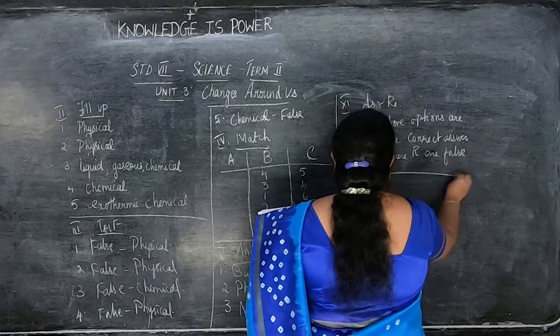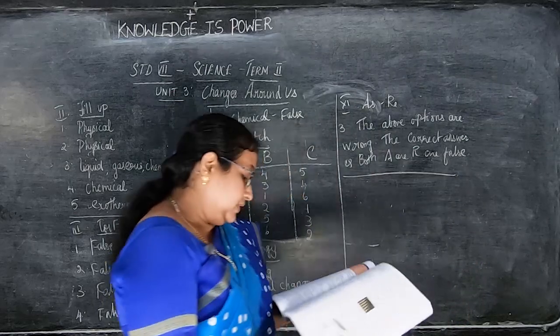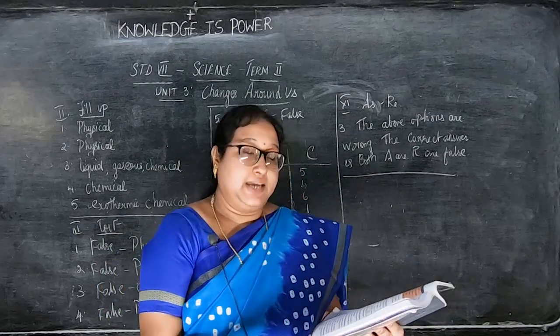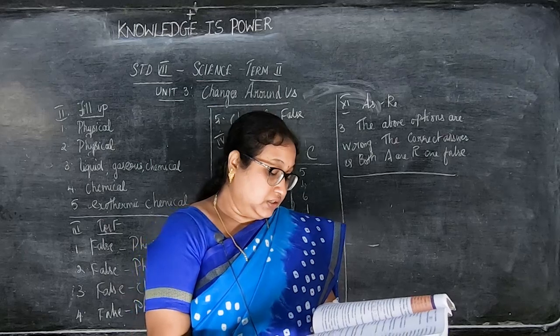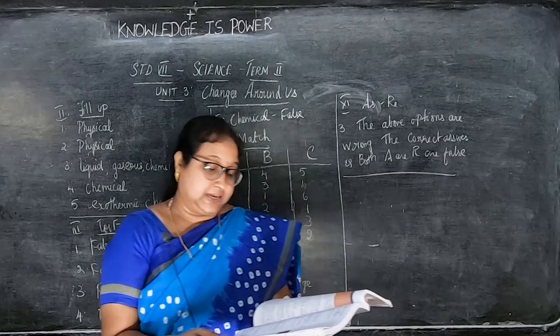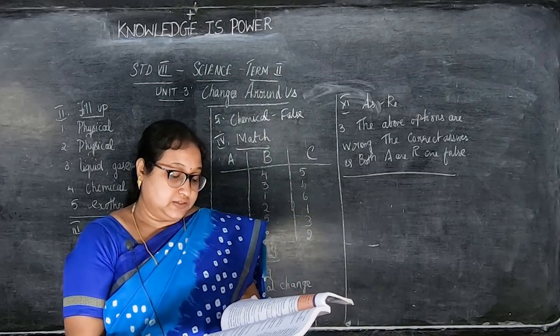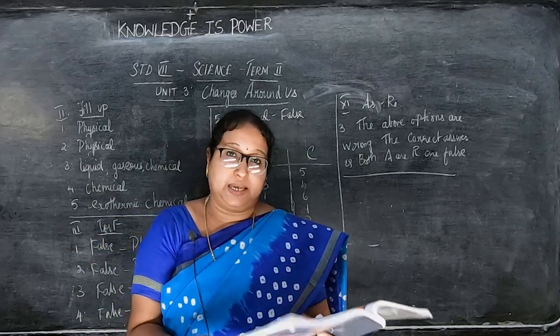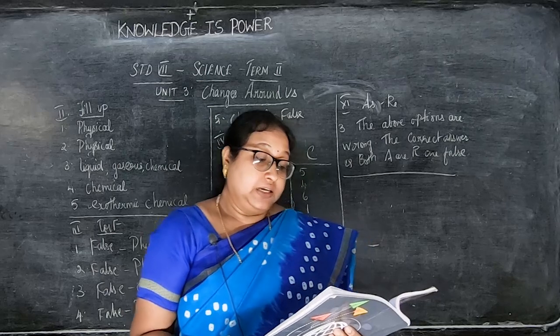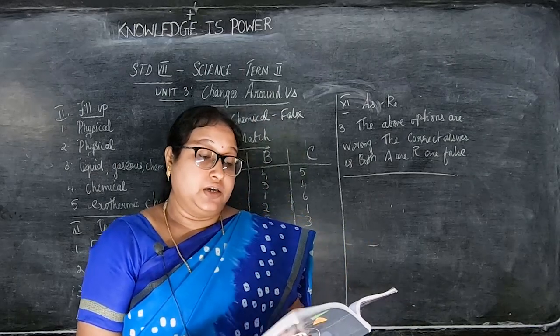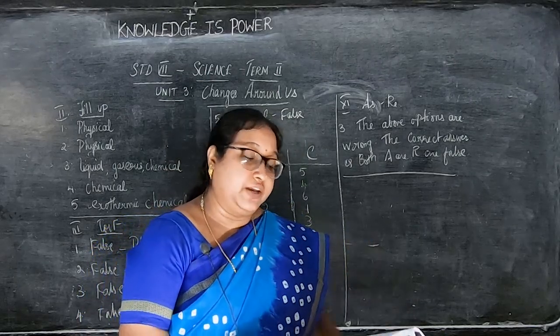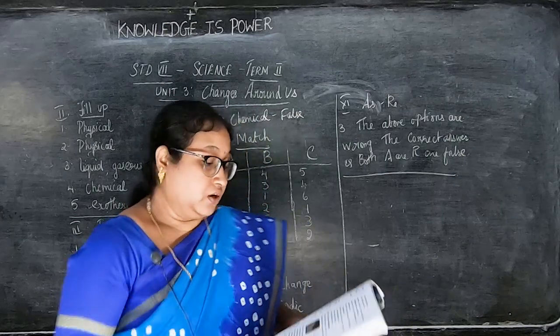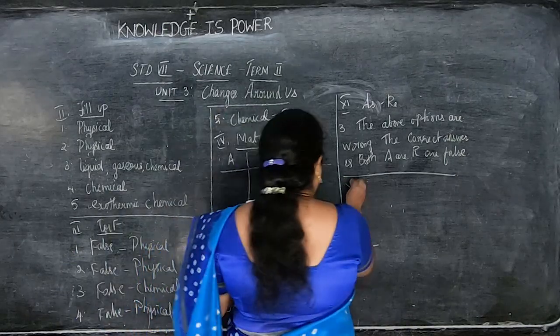Okay, children. Now fourth one answer is A. Assertion, the formation of iron oxide from iron is a chemical change. Reason, for the rust formed from iron, it must be exposed to air and water. So fourth one is A. Fifth one, also A is the answer. Both A and R are true and R is the correct explanation of A. Okay, fifth one is A. Now next Roman number 12.